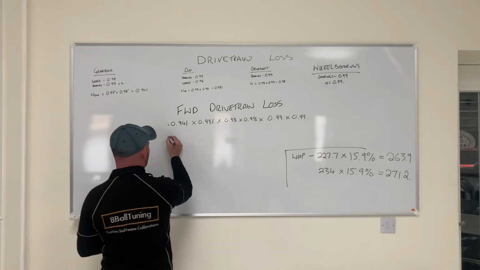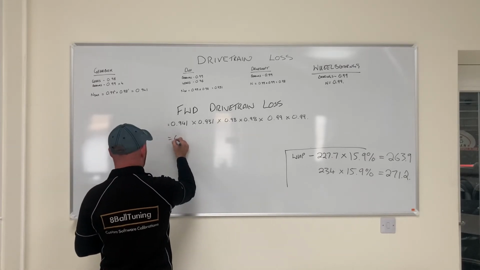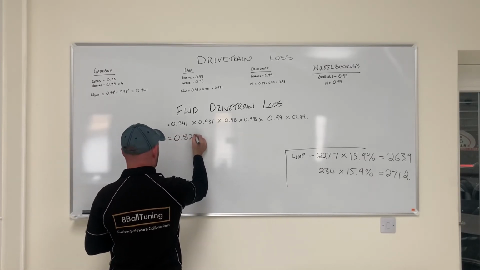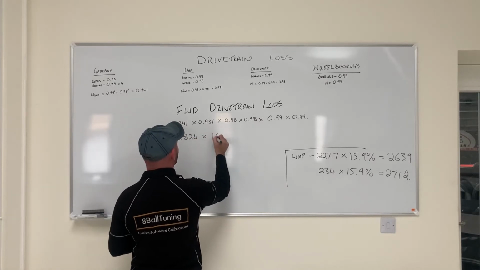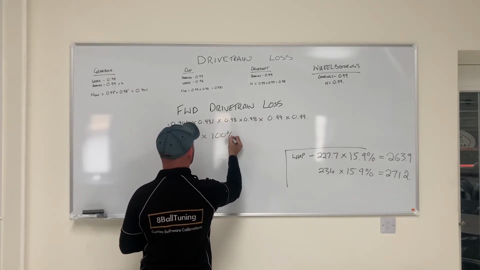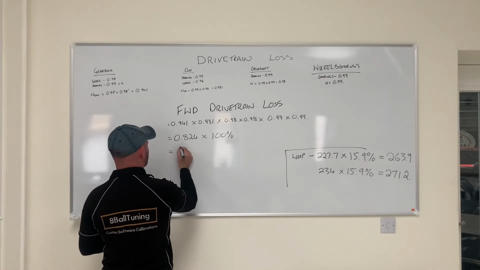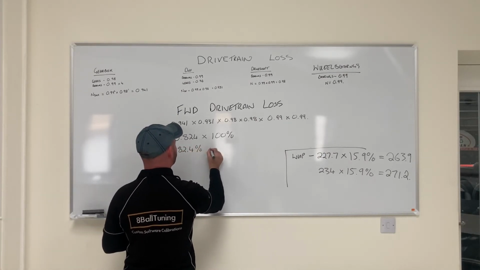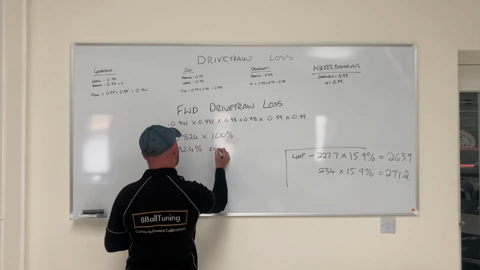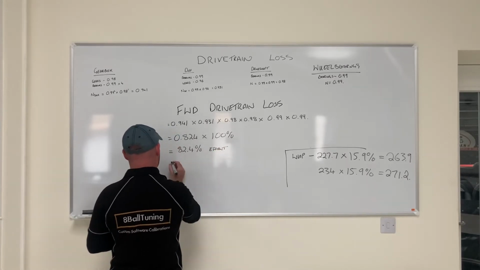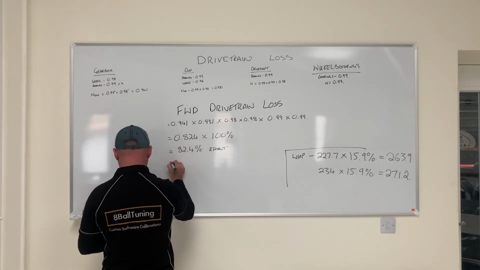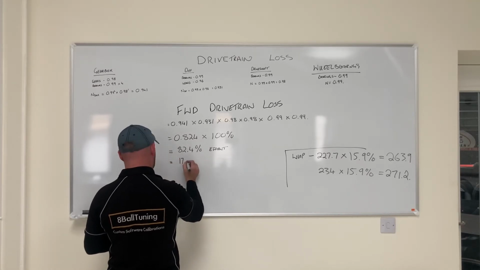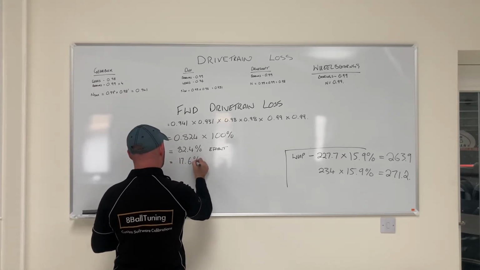So that comes to 0.824. Times it by 100 to get our percentage, which equals 82.4% efficient, which means we have a 17.6% loss.